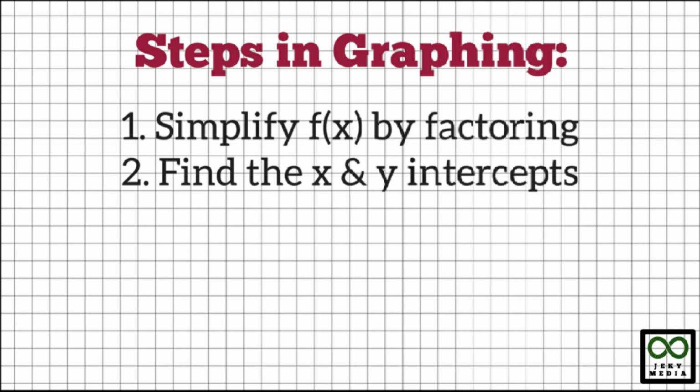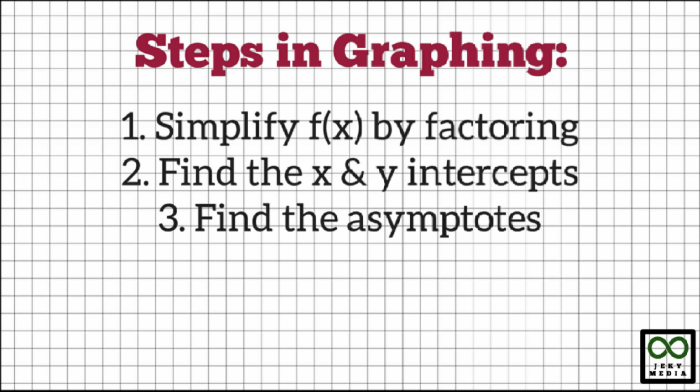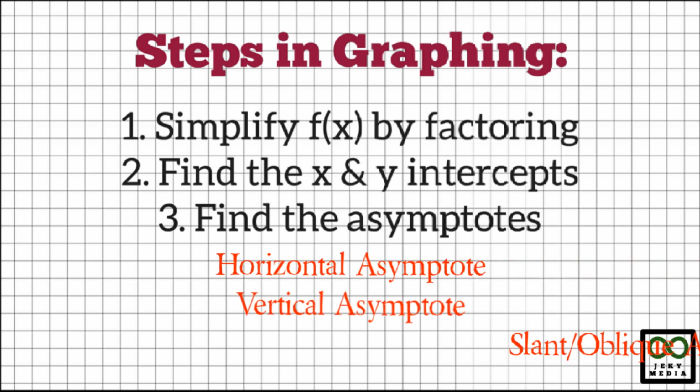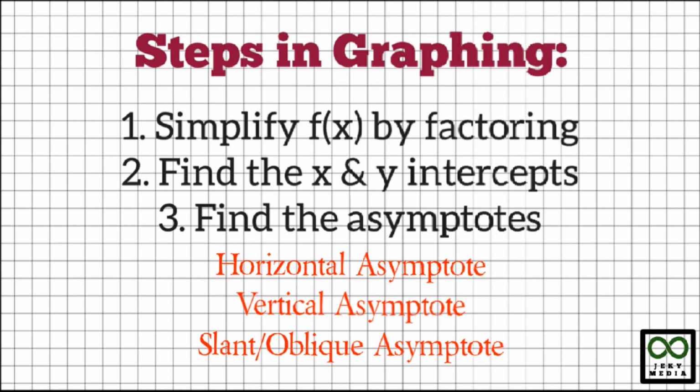Step 2. Find the x-intercepts and y-intercepts of the rational function. Step 3. Find the asymptotes. A rational function may have horizontal asymptotes, vertical asymptotes, and slant or oblique asymptotes.